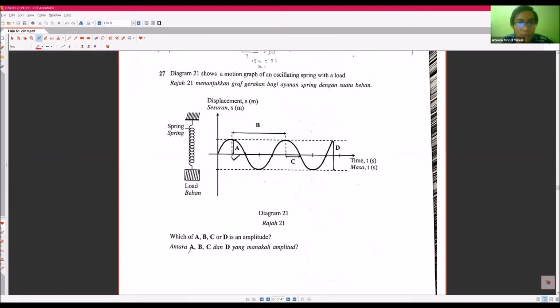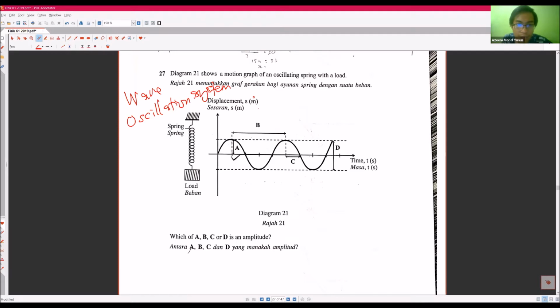Diagram 21 shows a motion graph of an oscillating spring with a load. So this is a wave oscillation system. Okay, so you have a spring here. The spring is going to move up and down and up and down. So the repeated motion, we call it oscillation.